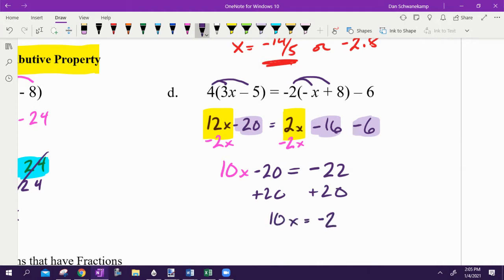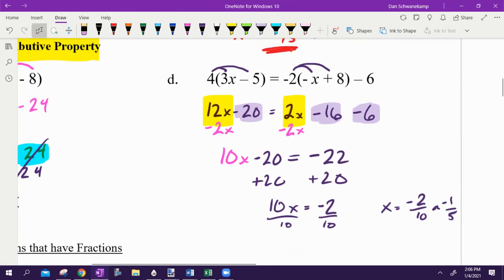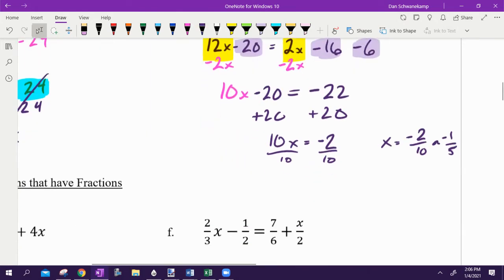Oh, that's negative 2. Divide by 10. Divide by 10. X equals negative 2 over 10, which we could reduce. That's negative 1/5 or negative 0.2. Again, we distributed, then we combined like terms.